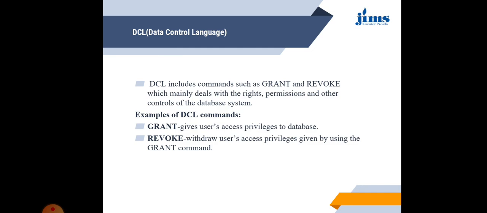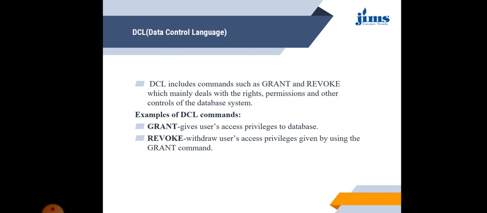The next one is the data control language, DCL. DCL includes commands such as grant and revoke, which mainly deal with the rights, permissions and other controls of the database system. Grant means we are giving something to another person. And revoke means we are taking away the access of a person from that particular identity.